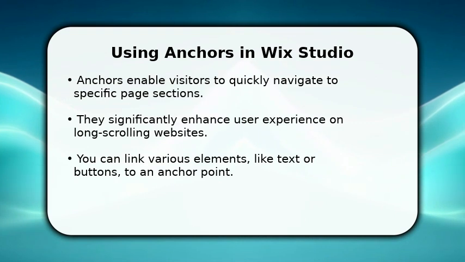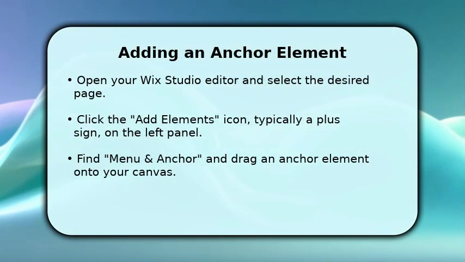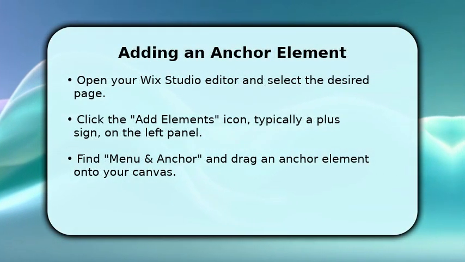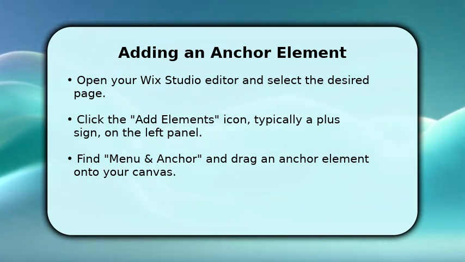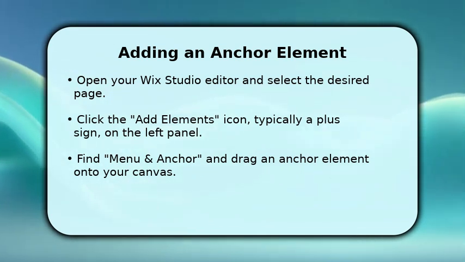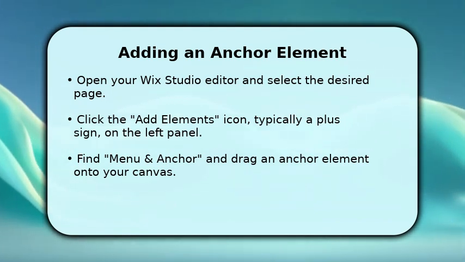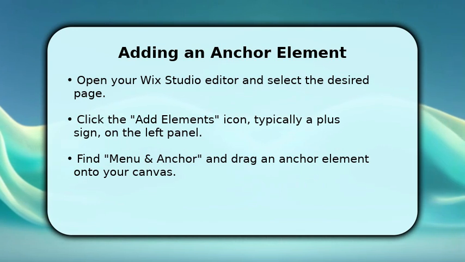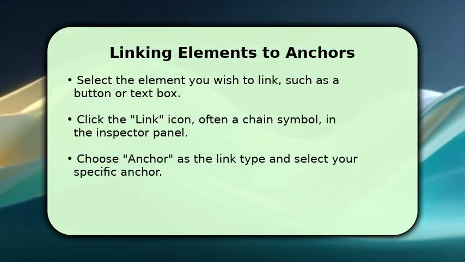seamless user interaction. To add an anchor, first open your Wix Studio editor and choose the page where you want to place it. Look for the Add Elements icon, usually a plus sign, on the left-hand side. From there, navigate to the Menu and Anchor section. Simply drag an anchor element onto your canvas and place it at the very top of the section you intend to link to.